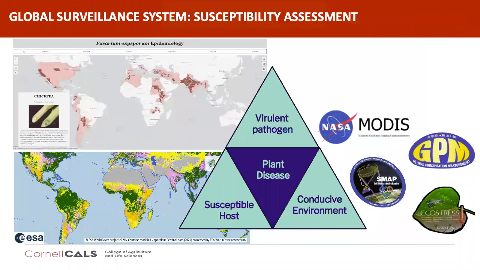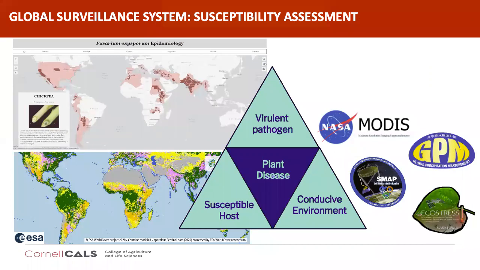Jumping into the susceptibility assessment, we are using the framework of the plant disease triangle in order to map disease distribution. The plant disease triangle is the foundation of the theory that plant disease is the product of a virulent pathogen interacting with a susceptible host within a conducive environment. And only when you have these 3 angles together will you have plant disease.